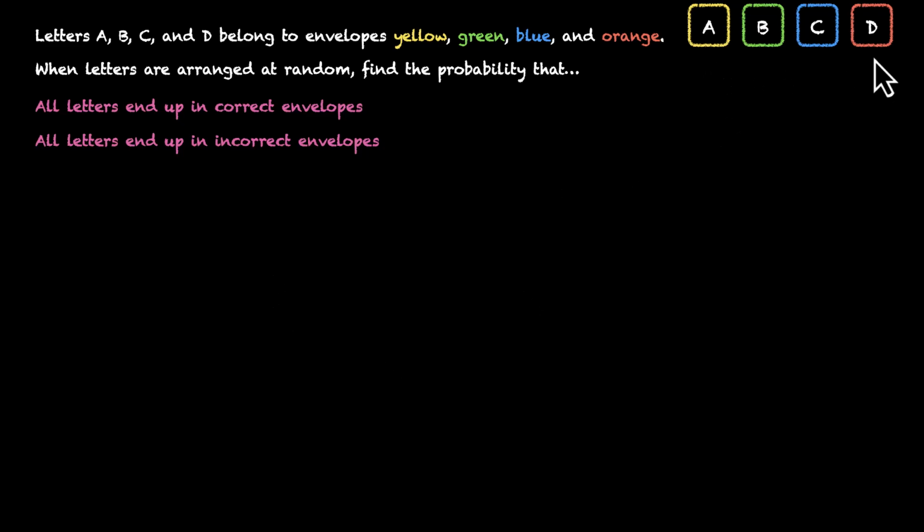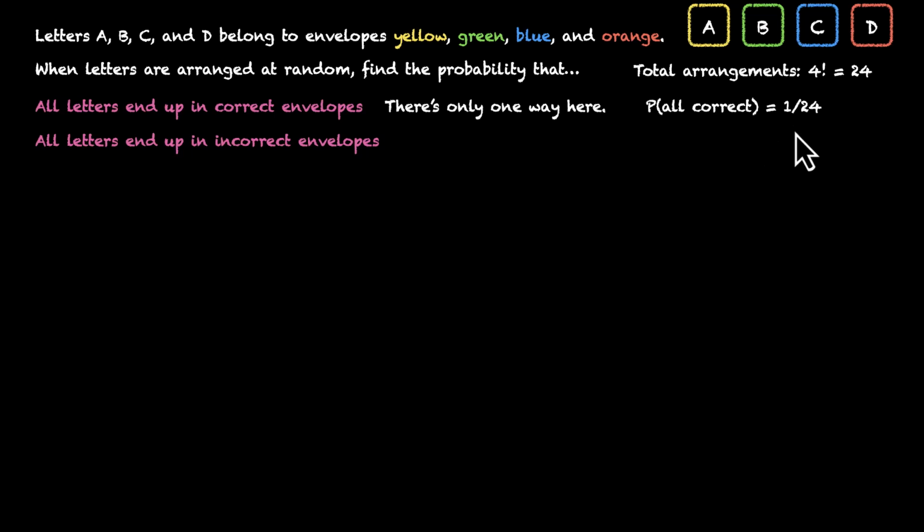4 letters in 4 envelopes. Total arrangements become 4 factorial, that's 24. If you have to make sure that all letters end up in correct envelopes, we can do this in only one way. We start with A, then B, then C, and then D. So A, B, C, D, that's the only possible arrangement. So the probability here is 1 by 24. The second one will need more work.